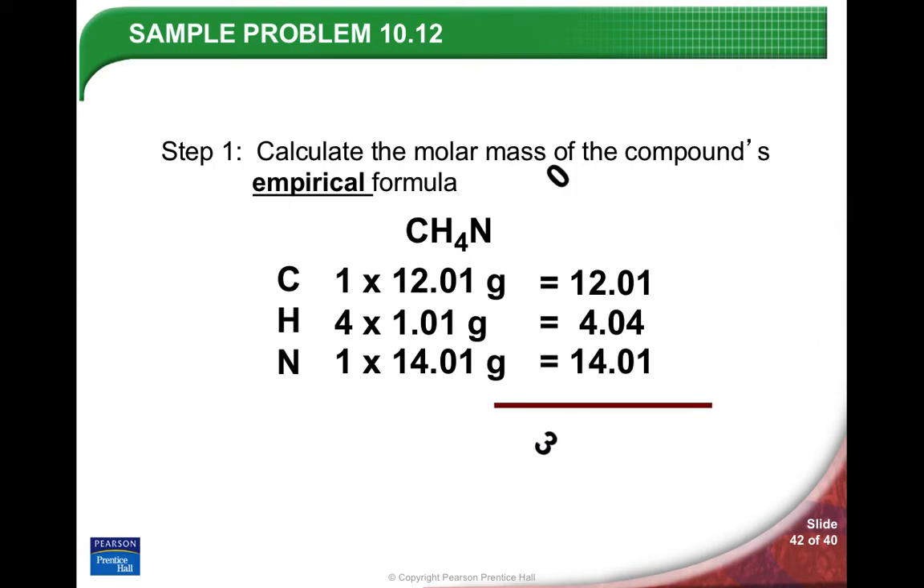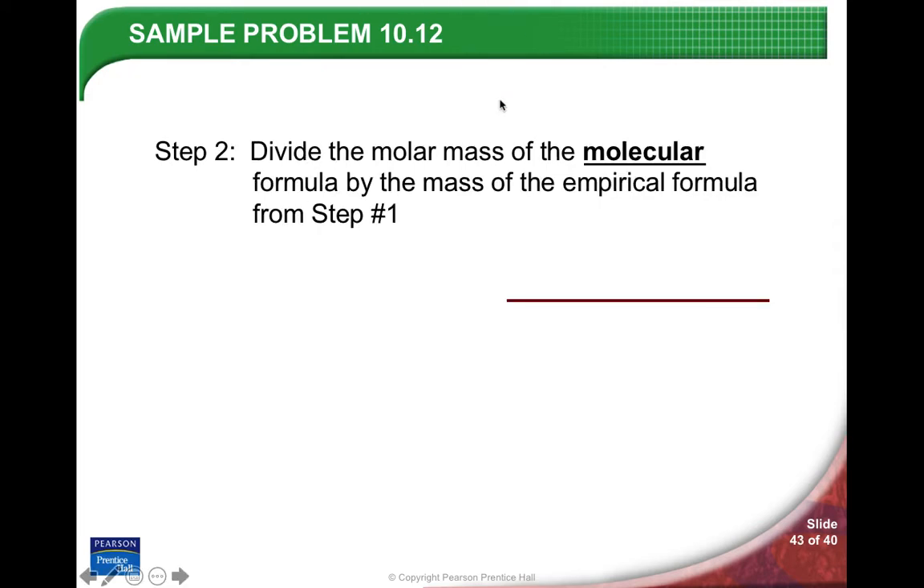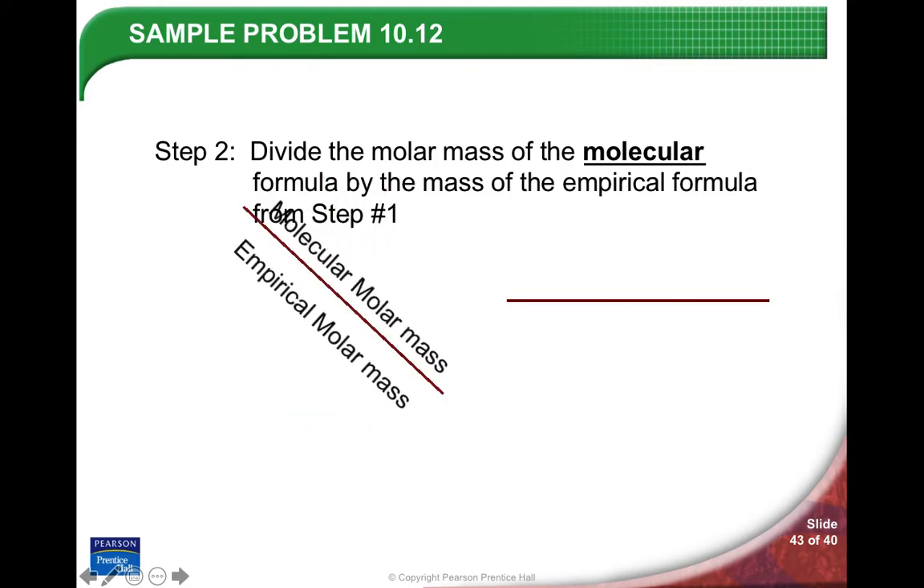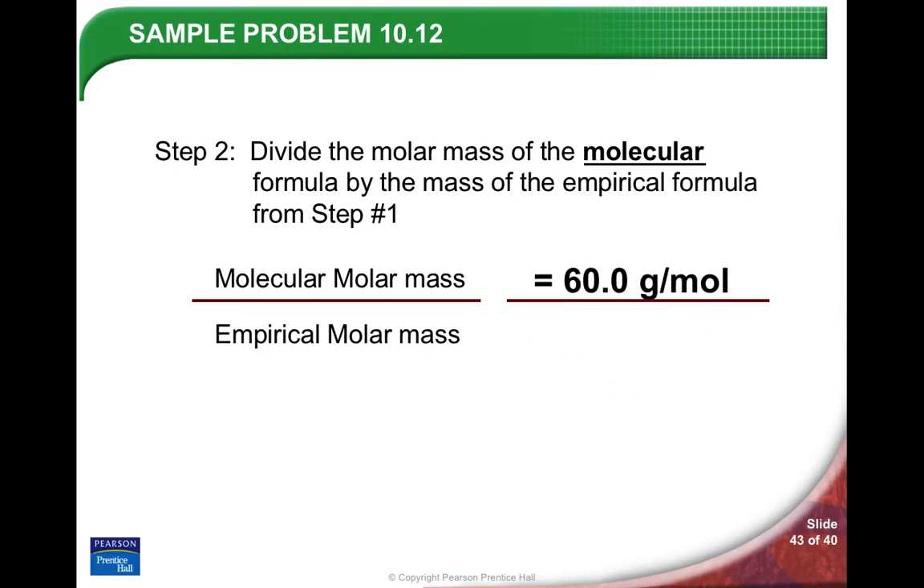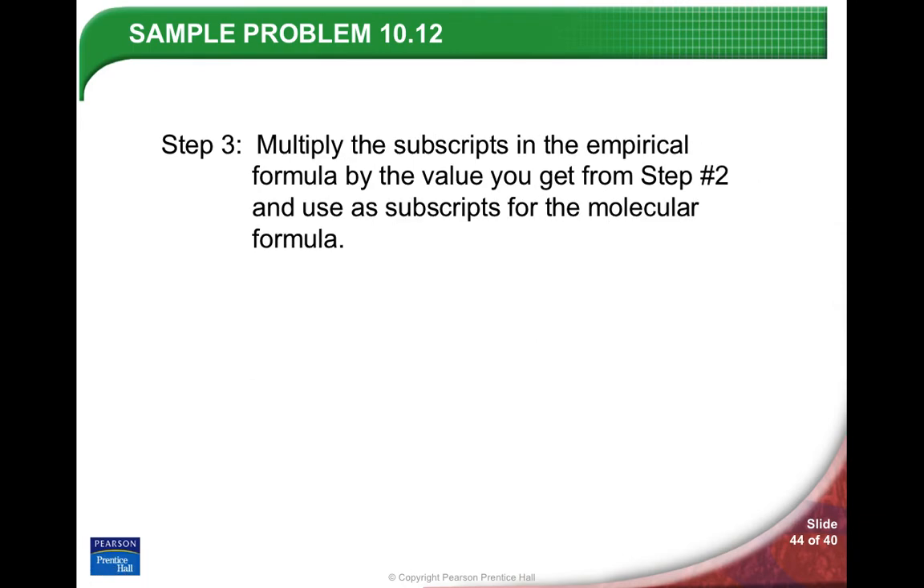Total that all up, and we see that out to the hundredths place is 30.06, but the book kind of ignores that. So next thing you're going to do is divide the molar mass of the molecule, the molecular formula, by the empirical. So very easy to do. They gave you the 60. We calculated 30.06, which really should be 30.1. It's not going to change it that much. And we get 2. That means the real molecule is twice as big as the simplest calculation.